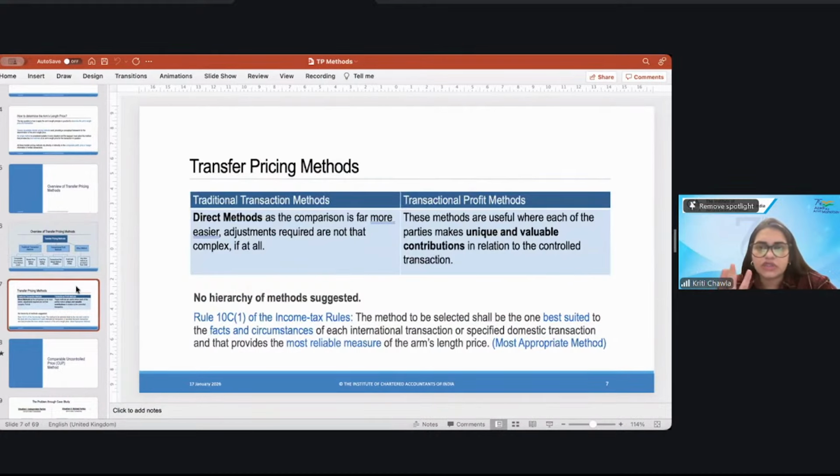This is what we were also discussing in the last lecture, that there is no hierarchy of methods as such, and you have to choose a method which provides the most reliable measure of the arm's length price. This concept is called the most appropriate method. So today, after we've discussed all the methods, I'll tell you how you come up with the most appropriate method.